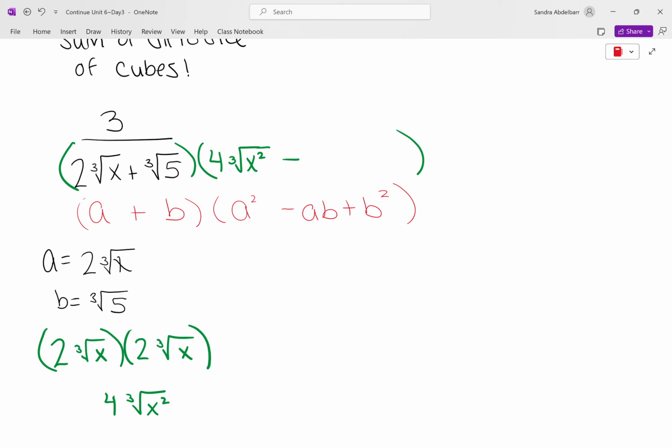Minus ab. So now I'm going to take my a and my b and multiply them. So this is going to be 2 times the cubed root of 5x plus b squared. Cubed root of 5 times cubed root of 5 is going to be the cubed root of 25. So this is the equivalent of my a squared minus my ab plus b squared. I multiply it on the denominator and I also multiply it in the numerator.